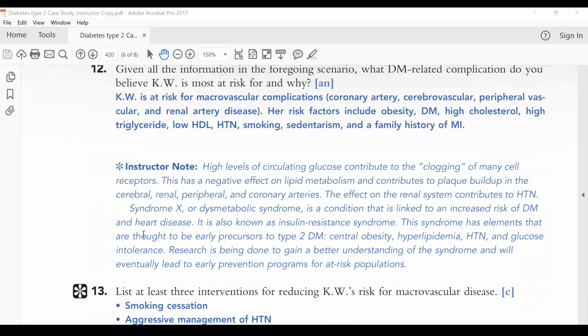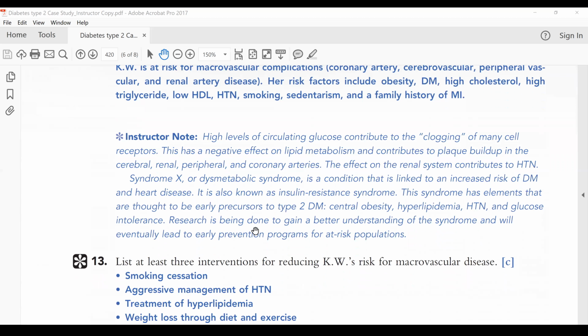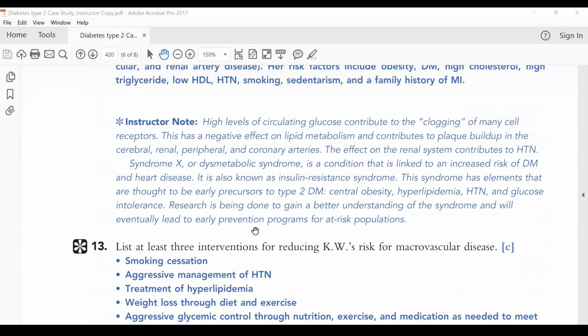So stop smoking, aggressive management of high blood pressure, so salt intake, spiritual intervention, mind, body, and soul. I agree. And hyperlipidemia, weight loss through diet and exercise, aggressive glycemic control. Pretty much all the things that were the reasons why she got them will be the focus she needs to have to help minimize.